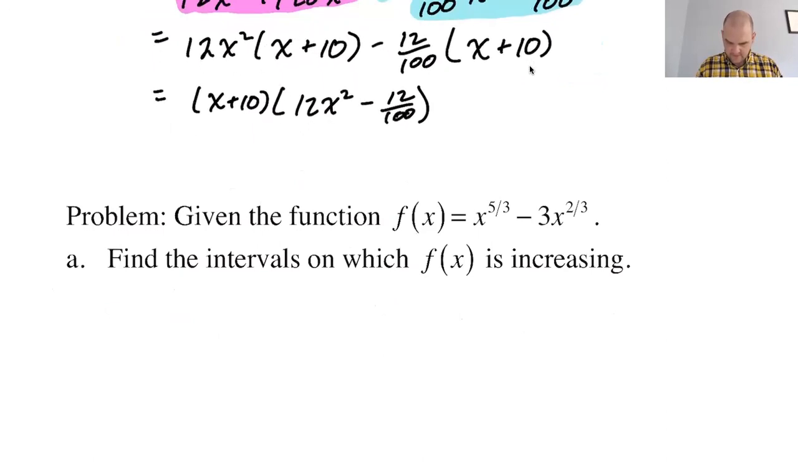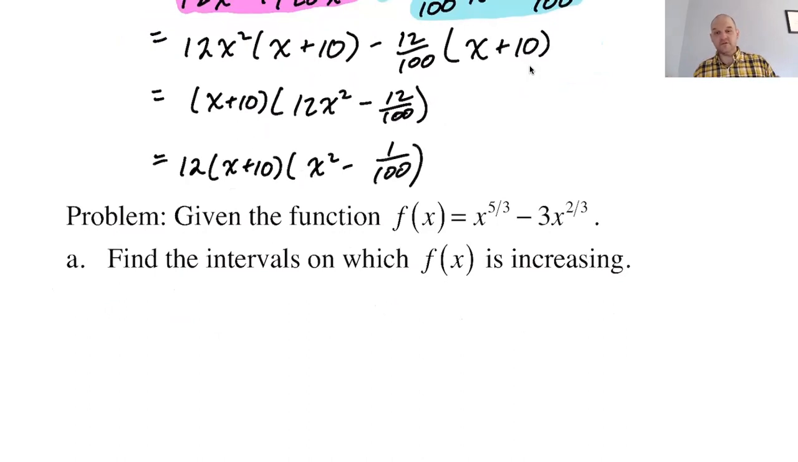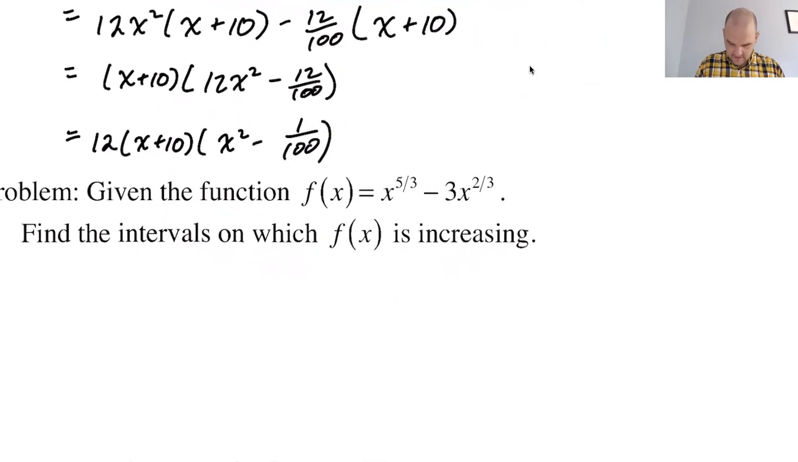It's my favorite part of writing on an iPad, when you don't space it out correctly, you have a little leeway. So I'm going to take out a 12, and I still have an x plus 10. And here, I now have x squared minus 1 over 100. There's actually a difference of squares. It's not the kind you're used to, but it's still a difference of squares. So this gives me 12x, x plus 1/10, x minus 1/10.